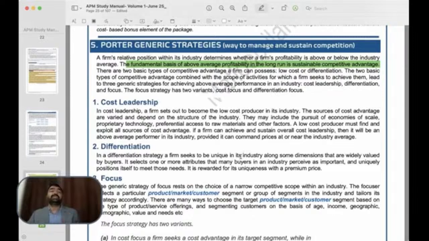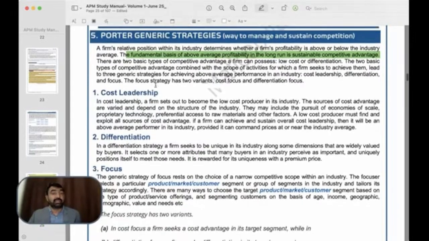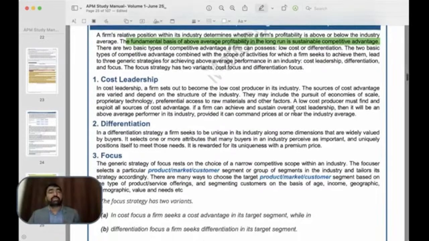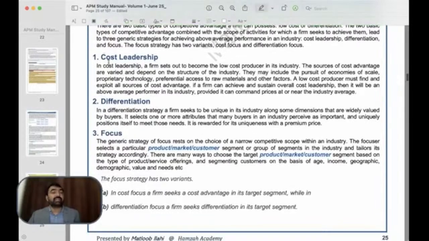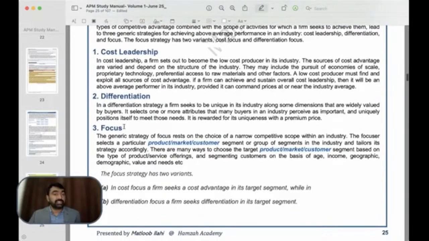There are two basic types of competitive advantage a firm can possess. Either it can be low cost or differentiation. The two basic types of competitive advantage, combined with the scope of activities for which a firm seeks to achieve them, lead to three generic strategies. These three generic strategies are cost leader, differentiation, and focus. Let me make it more simple for you: the application of these strategies at APM level is different.